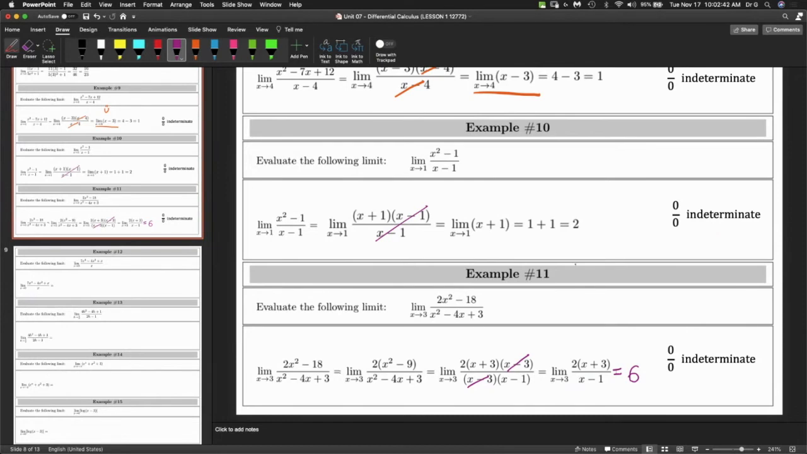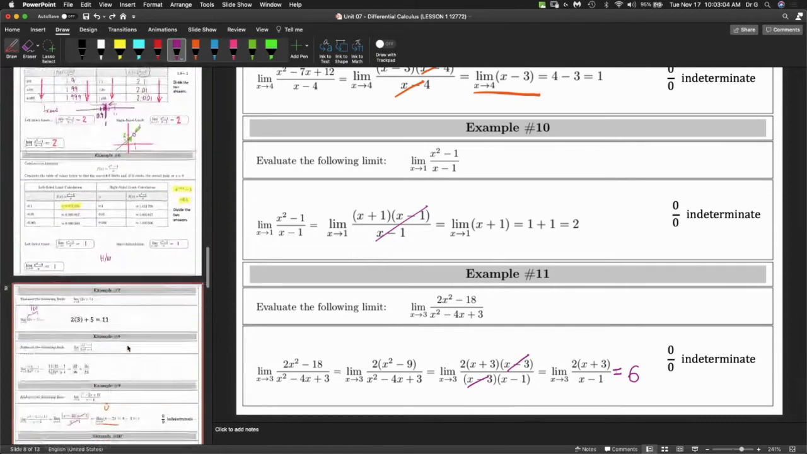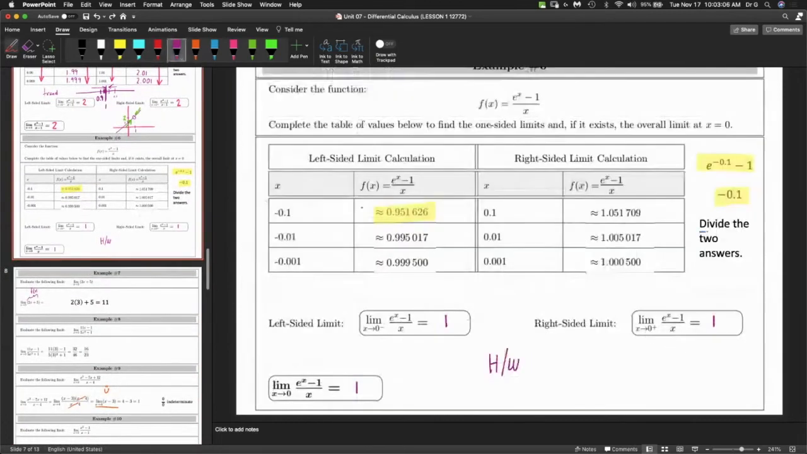So your performance on evaluating limits really depends on your aptitude for factoring. If your factoring is a little weak, it's going to be a problem. But the good news is, people, let's say this question here. If you're like, I can't do this question because my factoring is not that good, then you could do it this way.